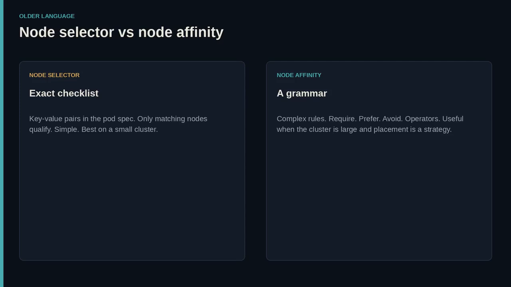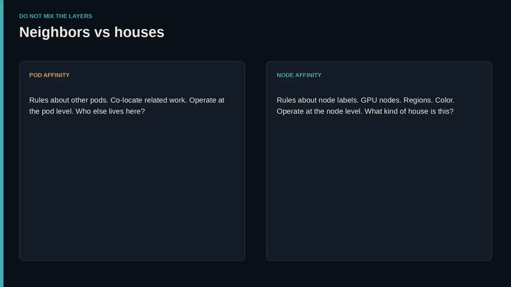Grammar can say that. The hook is this: if you only ever needed one exact pair, why did Kubernetes grow a whole nested tree under spec affinity? Because placement stopped being a yes or no. It became a strategy. There is a second confusion waiting in the wings. People hear affinity and think of other pods. That is pod affinity. Node affinity is about machines.